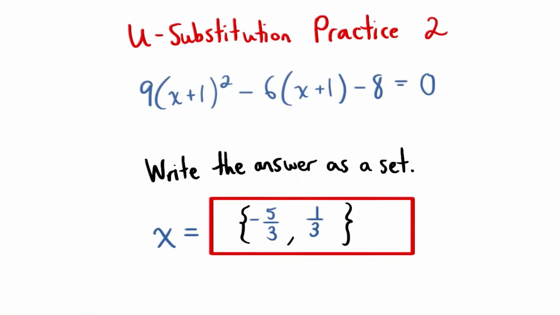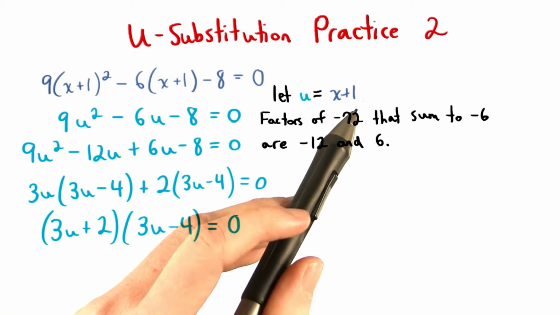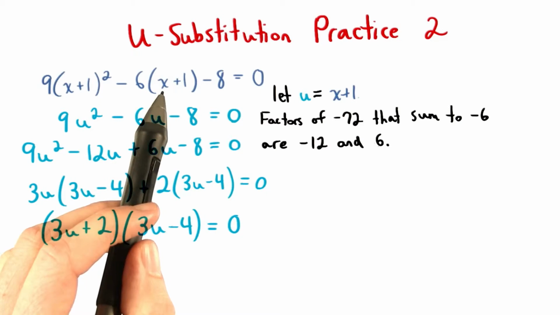Here the correct answers are negative 5/3 and positive 1/3. Great work if you found these two. I know fractions aren't always the easiest to work with, but let's see how we got these two answers. First, we'll let u equal x plus 1. This will allow us to perform the u substitution in this step.